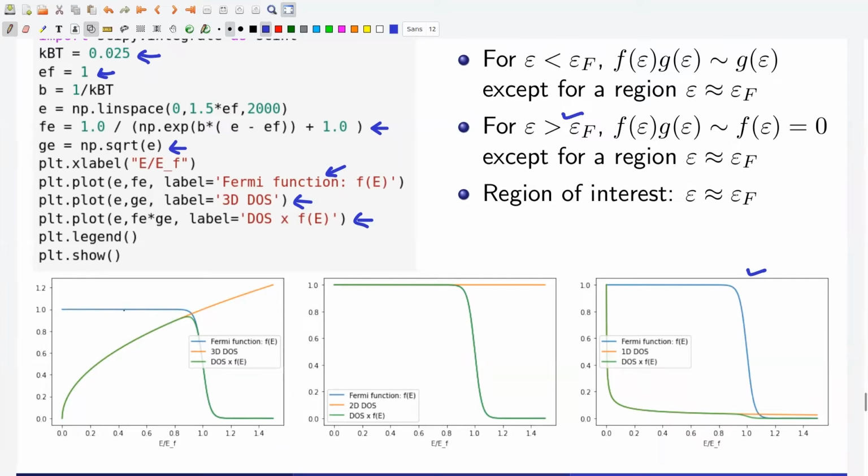In the plot, the green curve is the density of states times the Fermi function and the blue curve is the Fermi function. And you see that for E greater than EF, they are identical and they differ only in a region where E is very close to the EF. Thus, to understand the behavior of free electron gas at T greater than 0, we need to mainly focus on a region close to the Fermi energy.